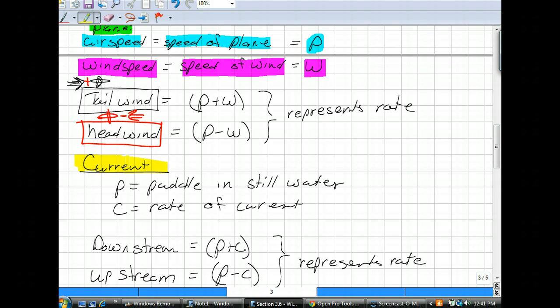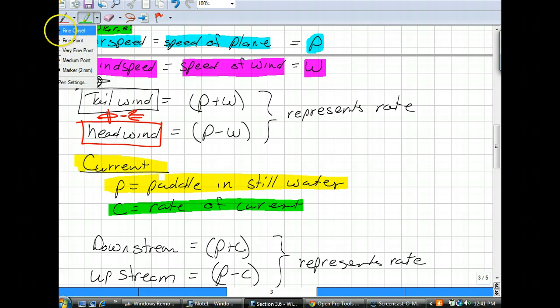So this is like the person's paddling up or downstream, and so we represent the rate that the person would paddle in still water as P, but the current is either pushing the person or the person is fighting against the current. So that's the rate of the current. So if you're going downstream, then the current is pushing you. So you have the person rowing along plus the current.